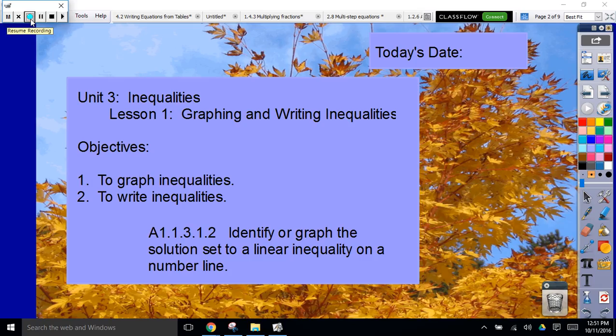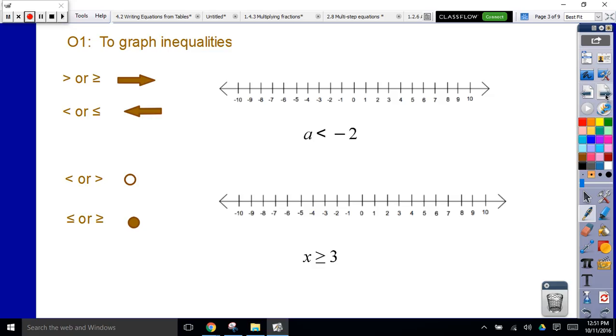Okay, so today's lesson is about graphing and writing inequalities, the start of our whole new unit on inequalities. We're going to talk about, just as the title says, graphing inequalities and writing inequalities, and we have a new standard for the first time in a while. Identify or graph the solution set to a linear inequality on a number line.